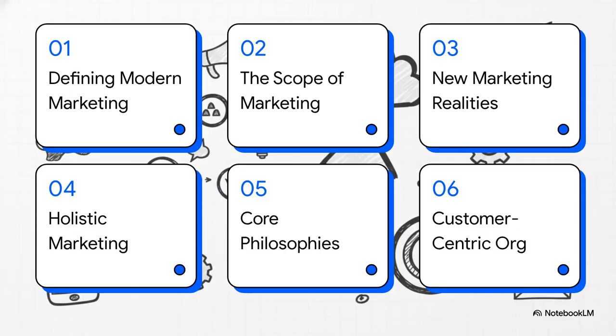Okay, let's dive into this. Here's your ultimate exam syllabus. We're going to cover defining modern marketing, the scope of marketing, the new marketing realities, the holistic marketing concept, core marketing philosophies, and finally, the customer-centric organization. Take a mental snapshot of this, all right? This is our exact roadmap for the next few minutes. If you master these 6 areas, you are golden.